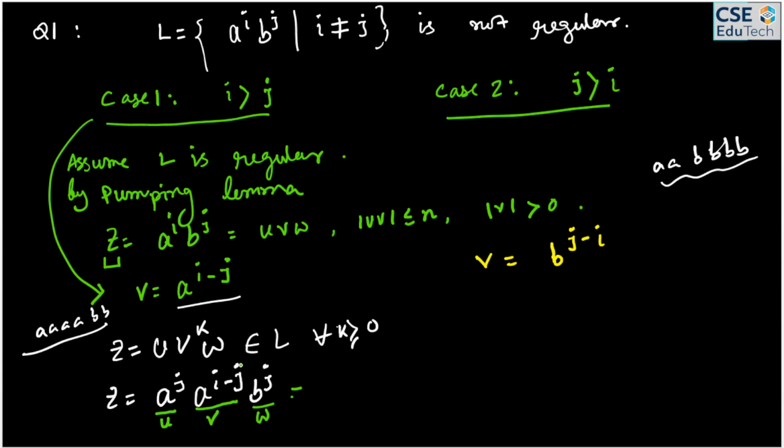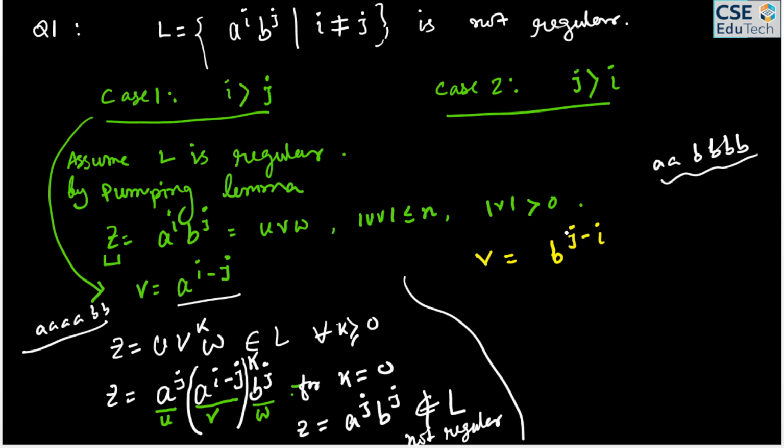Now for K equal to 0, Z will be A to the power J and B to the power J. That means the same number of A's followed by the same number of B's, which is a contradiction. Hence, it does not belong to the language L. Clear? So for case 1, when I is greater than J, Z does not belong to the language L. So we can say that it is not regular.